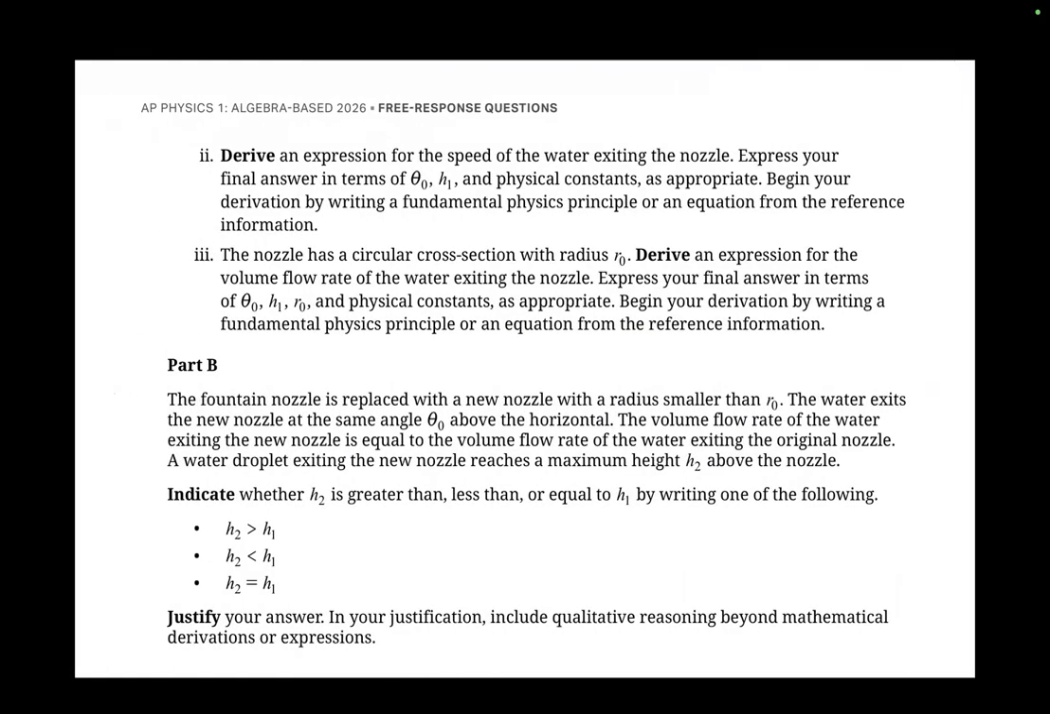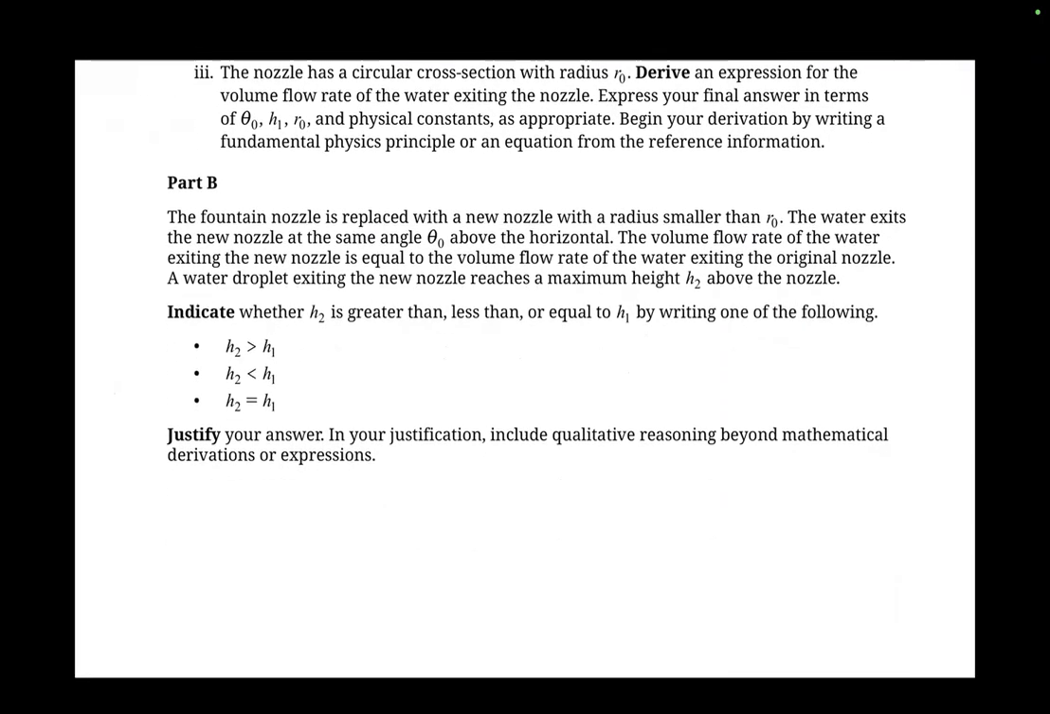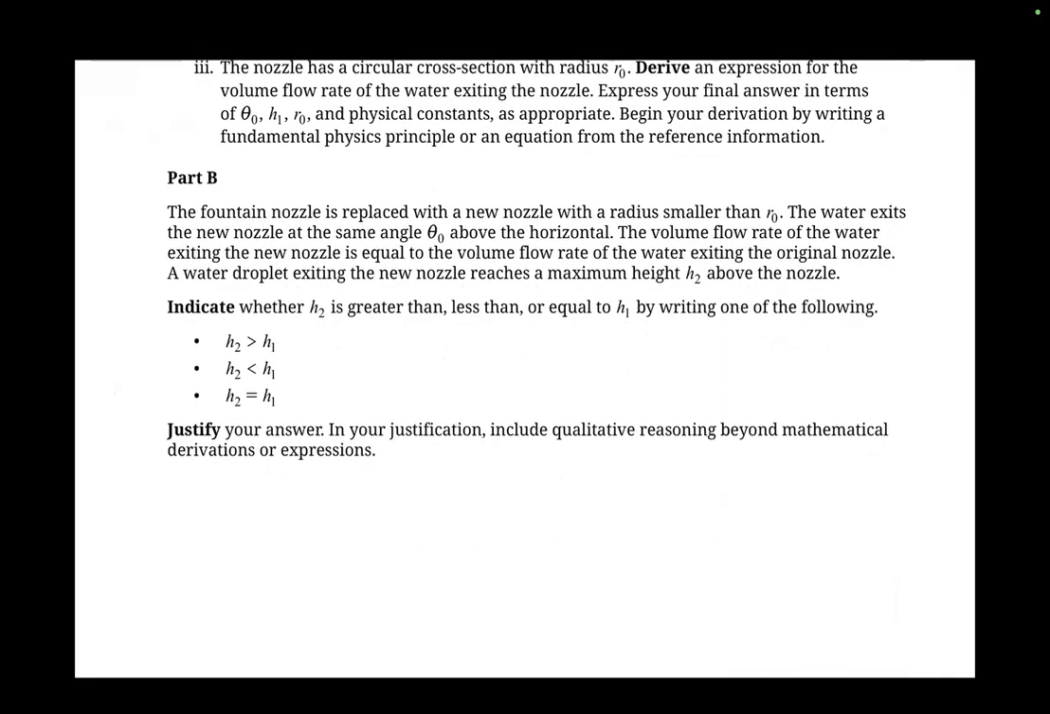Perfect. Part B. The fountain nozzle is replaced with a new nozzle of a radius smaller than r naught. It's probably going to be important for later. Water exits the new nozzle at the same angle, and the volume flow rate of the water is equal to the volume flow rate of the original nozzle. So same volume flow rate, meaning the same value of cross-sectional area times speed. A water droplet exiting the new nozzle reaches the maximum height h2.